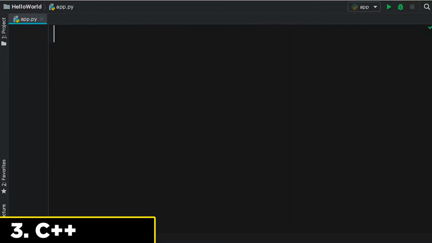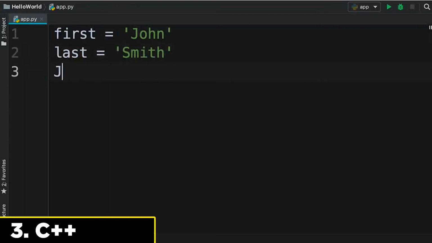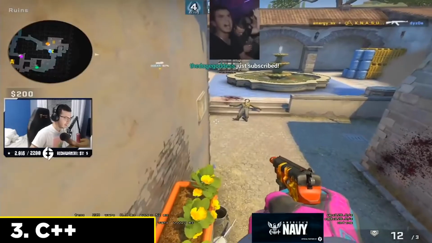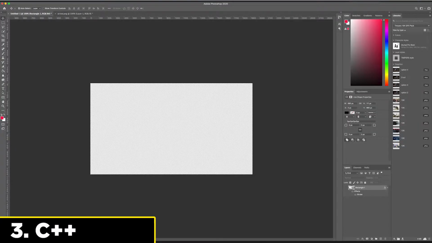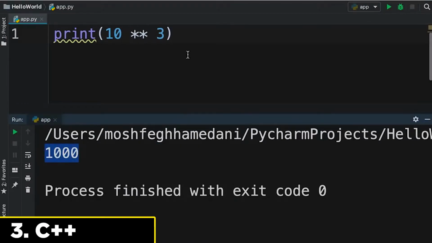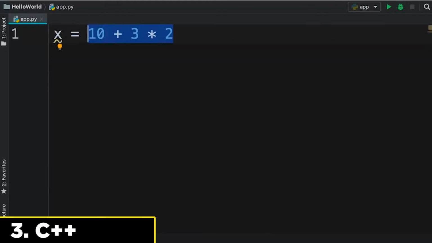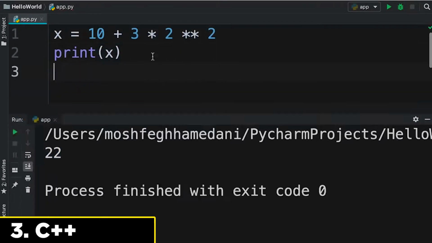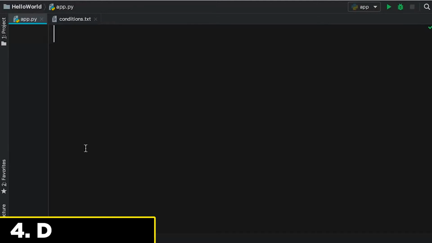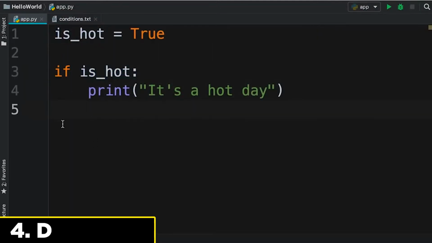Thus, C++ was born. C++ combined the speed of C and the usefulness of OOP to make games like Counter-Strike and apps like Photoshop. A fun fact you might not know is that ++ means to increment by 1 in code. So, C++ was just C with some added functionality. So, it might not surprise you that D is just a re-engineering of the C++ programming language. D is mostly used for writing operating systems.